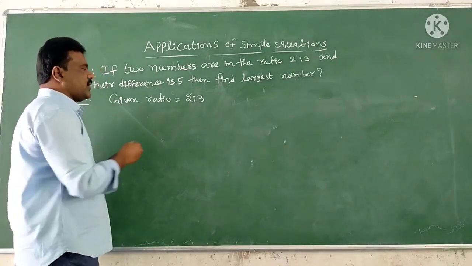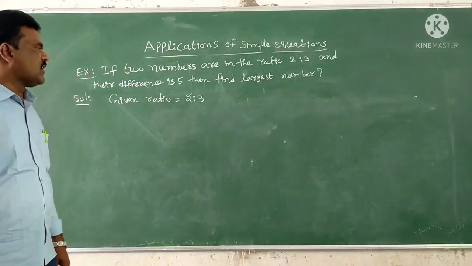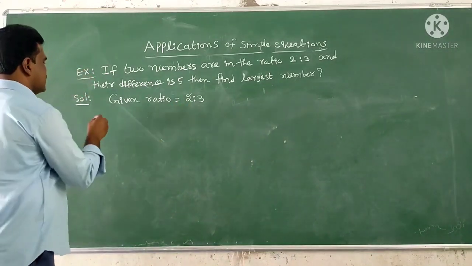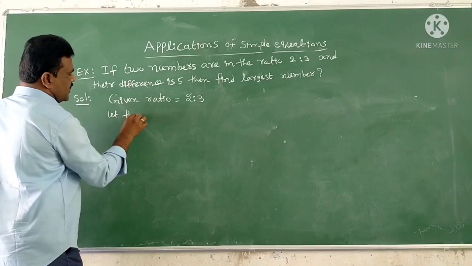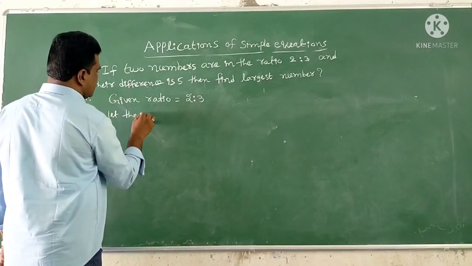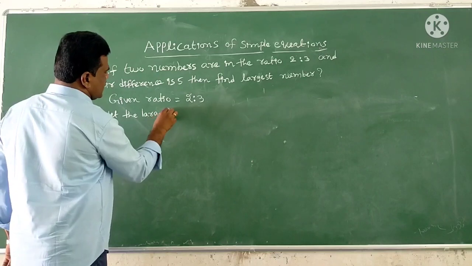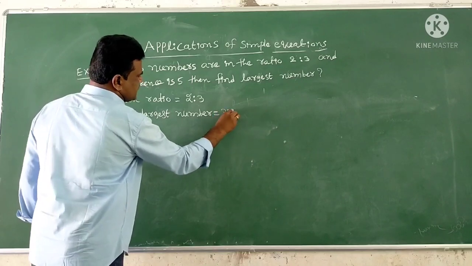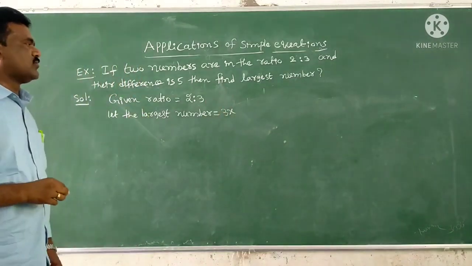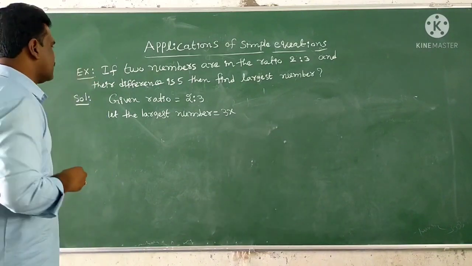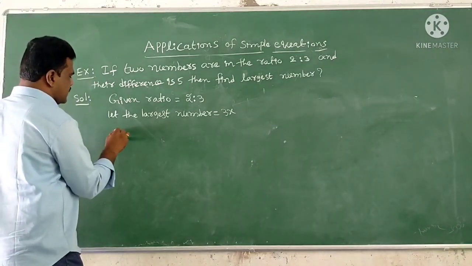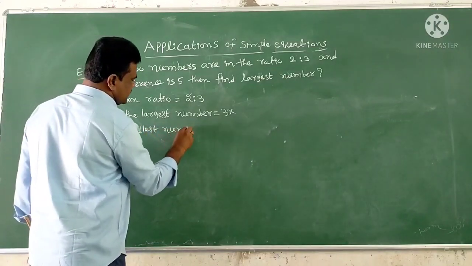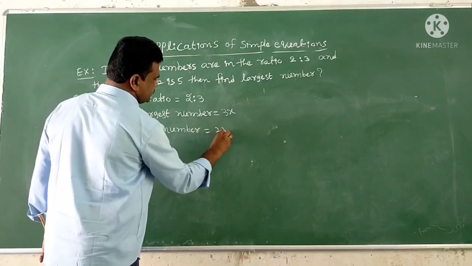Children, which is the largest part in the ratio? Yes, 3 is the largest part and 2 is the smallest part. So let the larger number or largest number be 3x. Then what is the smallest number, children? Yes, the smallest number is equal to 2x.